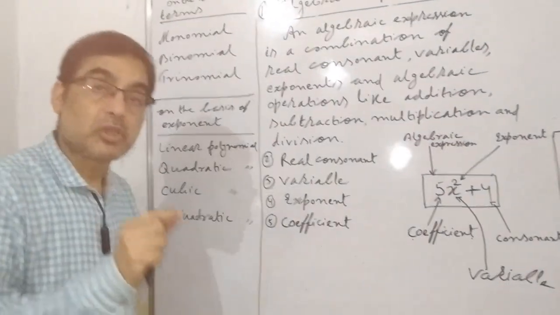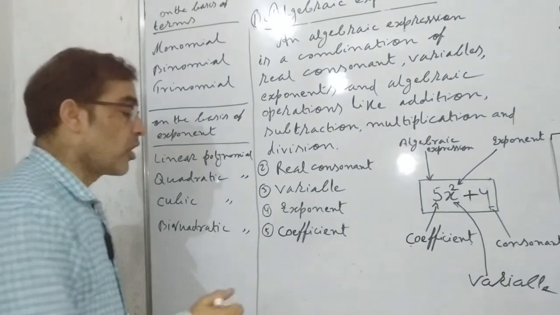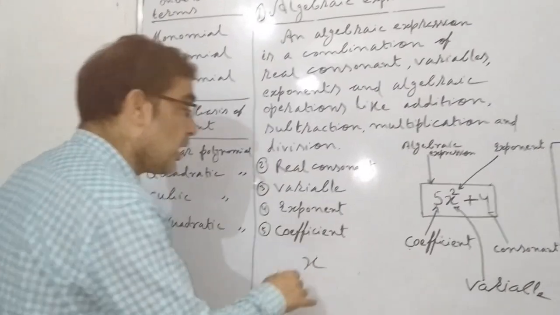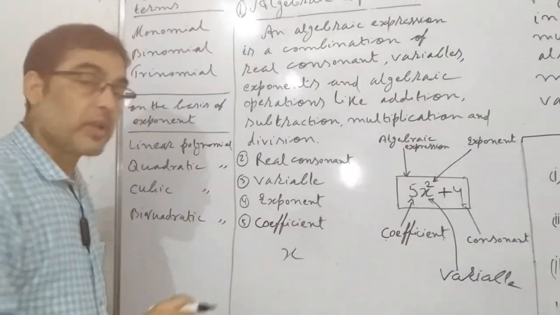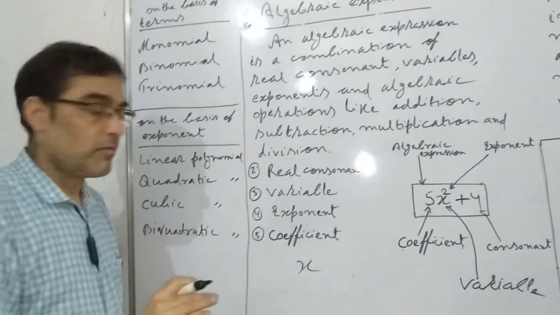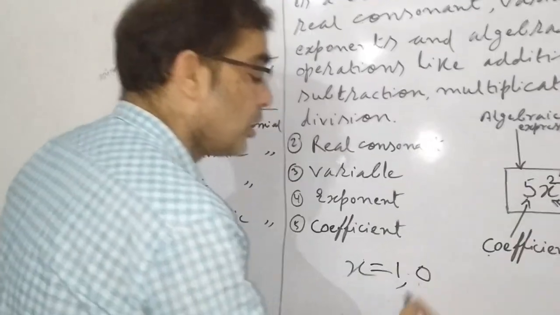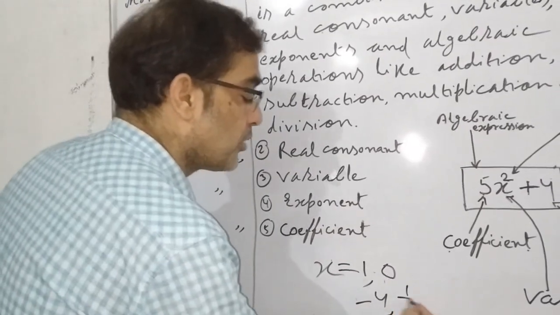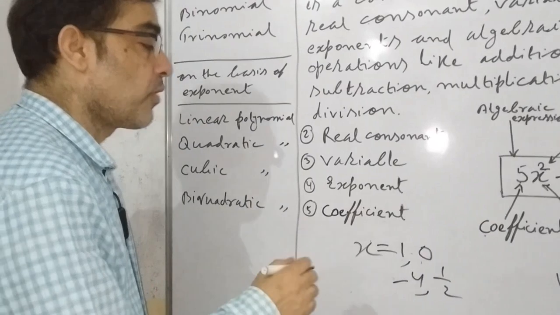And now variable. What is variable? The number which can be changed is variable. And a variable is always in the form of either x or y. X is a variable here because the value of x is always changing. Sometimes the value of x is 1, sometimes 0, sometimes -4, sometimes 1/2. Any form of number may be in place of x, so x is variable.